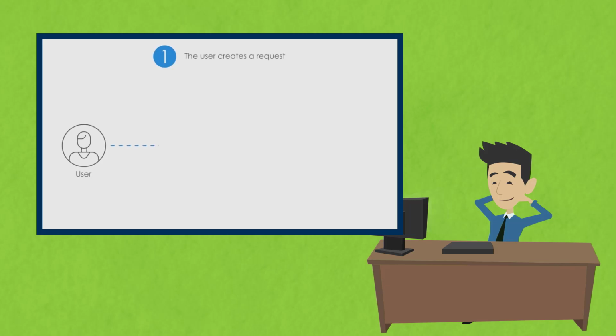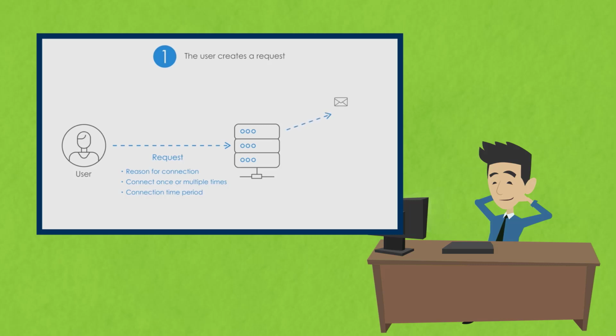First, the user creates a request. In the request, the user specifies the reason for accessing the account, whether they will access it once or multiple times, and the time period during which they will access it. A notification about the request is sent to users who are authorized to confirm this request.